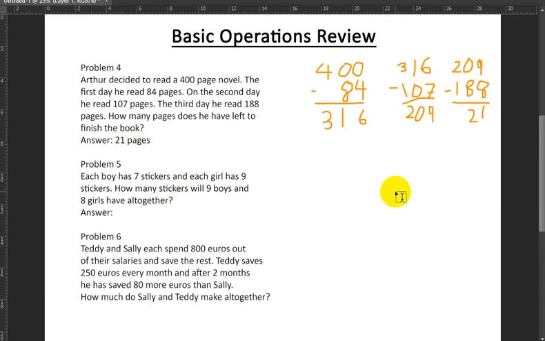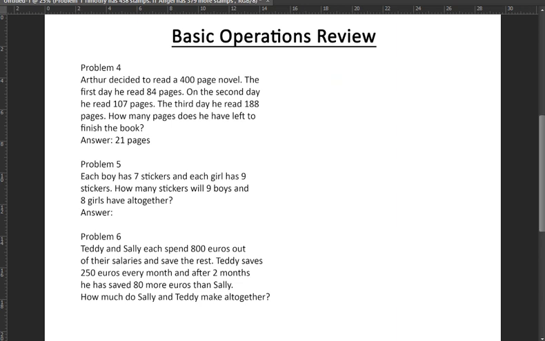Next up. Each boy has 7 stickers and each girl has 9 stickers. How many stickers will 9 boys and 8 girls have altogether? Well, to answer that, we first need to find out how many stickers 9 boys will have, and then find how many stickers 8 girls will have. So to do that, we need to think, well, since one boy has 7 stickers, 9 boys will have 7 times 9 stickers, which makes 63.